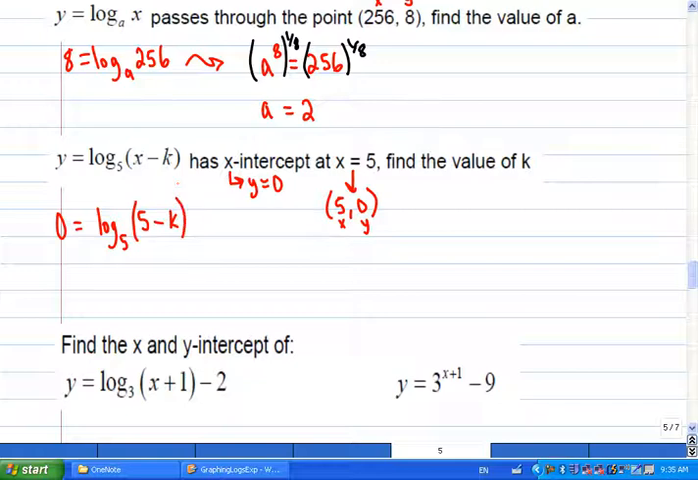And remember, a logarithm is always asking which exponent I'm dealing with. So we could rewrite this as an exponent, and it would probably be easier to solve. And of course, this time it's not so bad. It's going to be 1 equals 5 minus k. Or if I rearranged this, k plus 1 equals 5. And k equals 4.